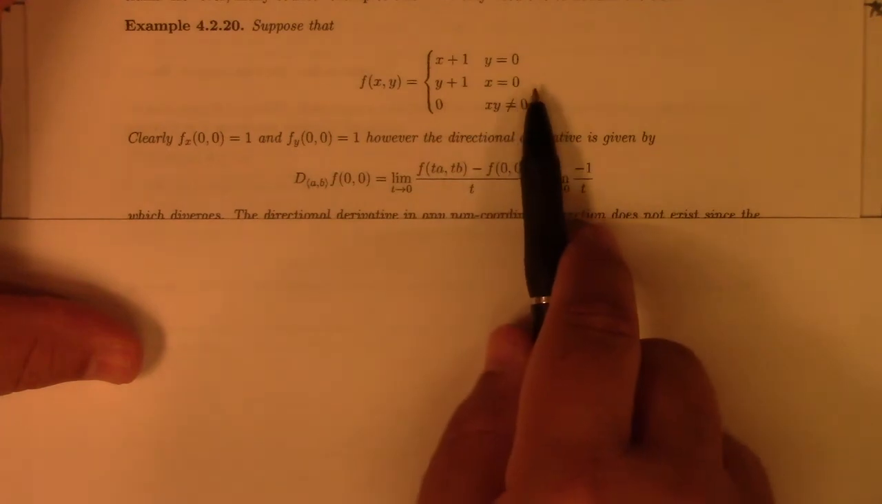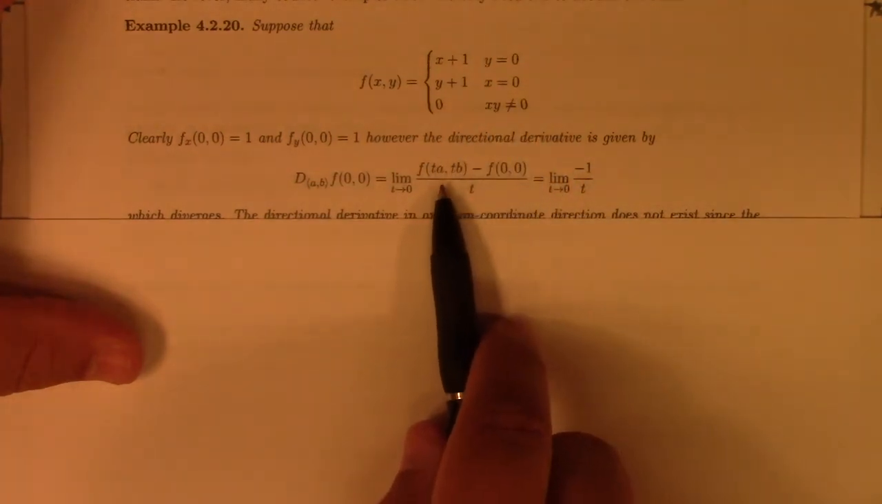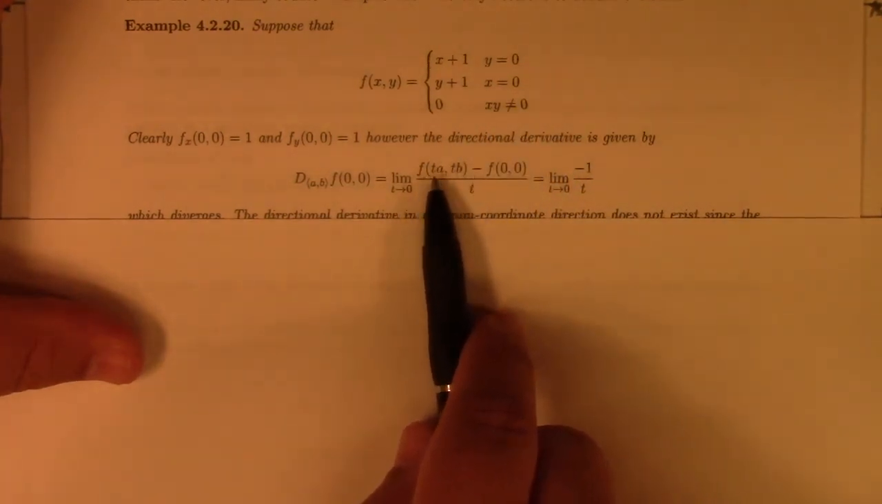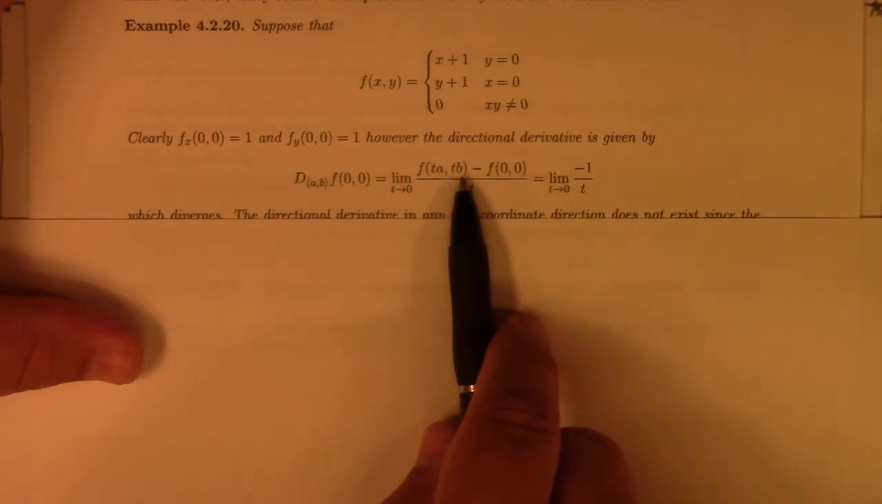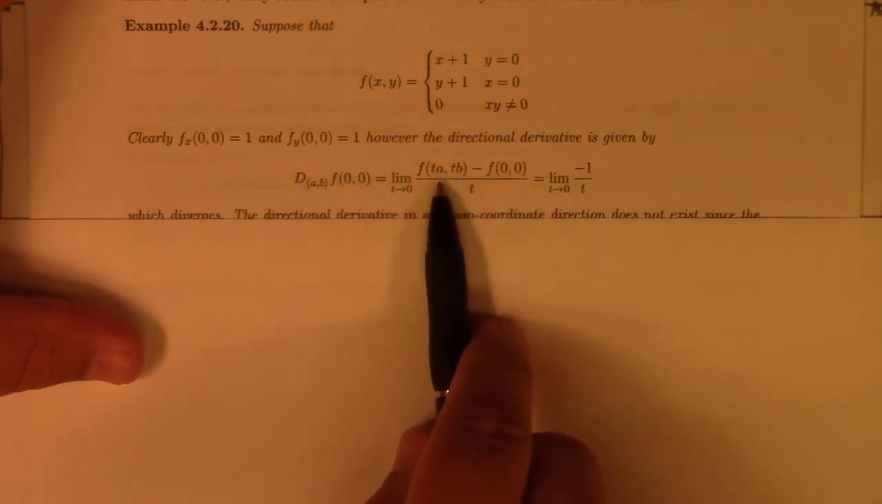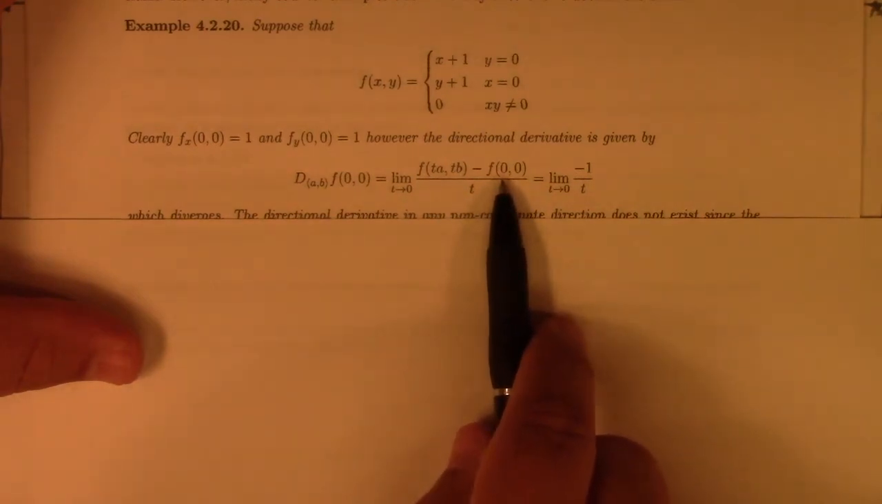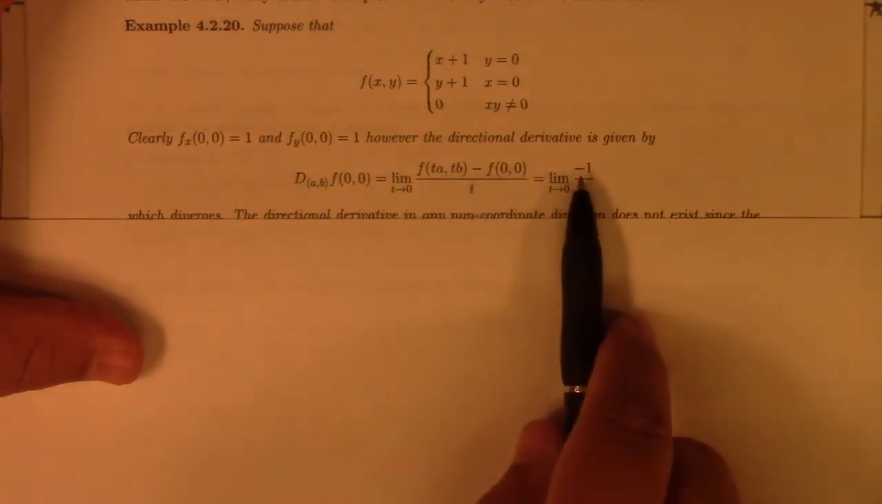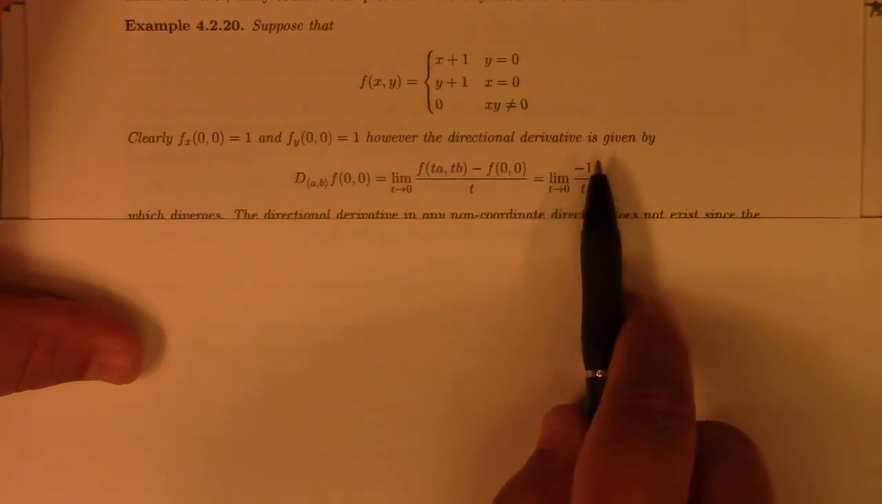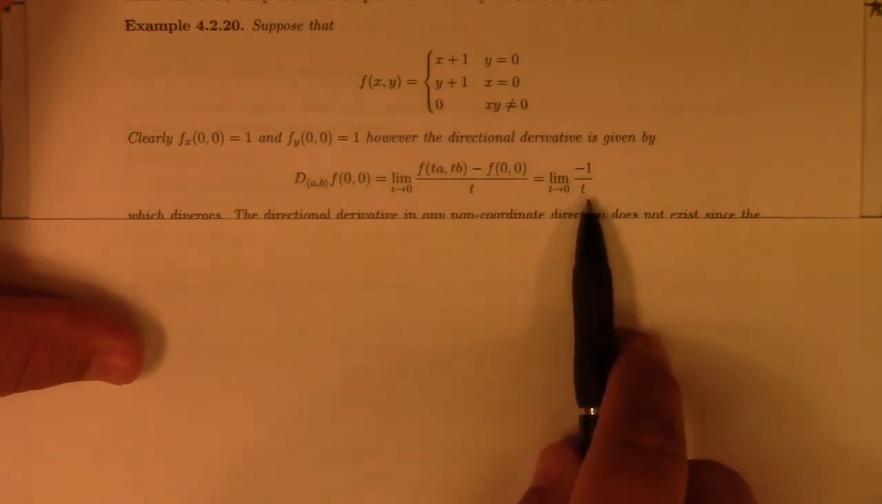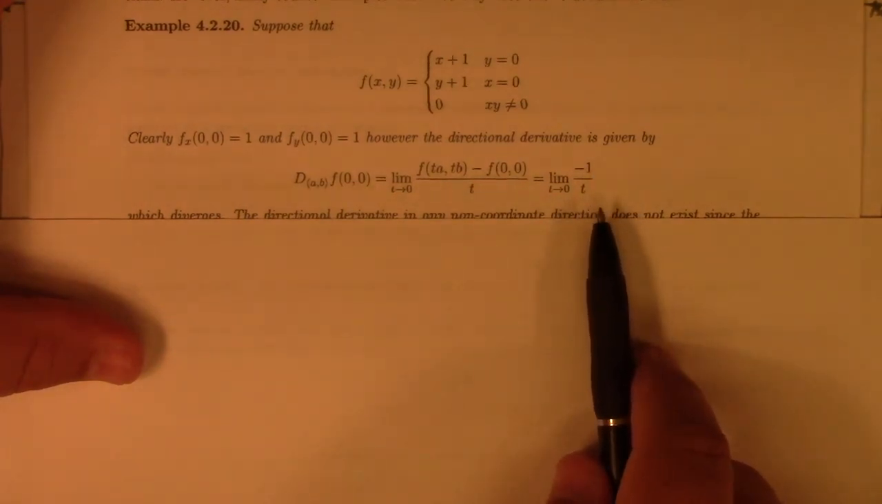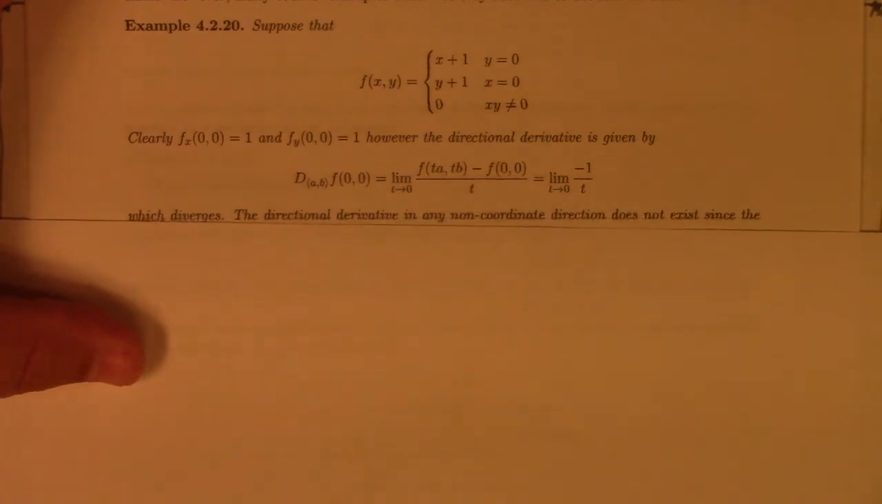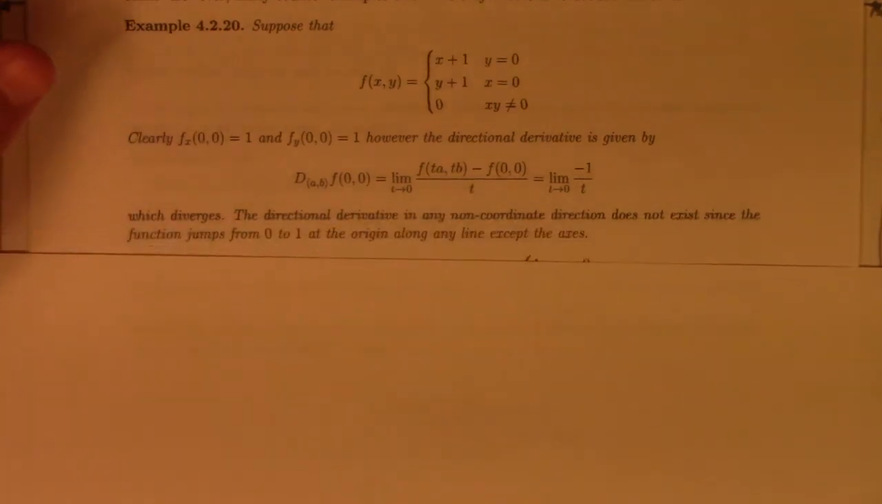because we've defined the function to be 0 except on the coordinate directions. And if (a, b) is not a unit vector in the coordinate directions, then this puts us at one of the points out there, so that's just 0. And f(0, 0) by definition is 1, so that gives you minus 1. And limit as t goes to 0 of minus 1 over t, well that doesn't exist, right? That's infinity and minus infinity.